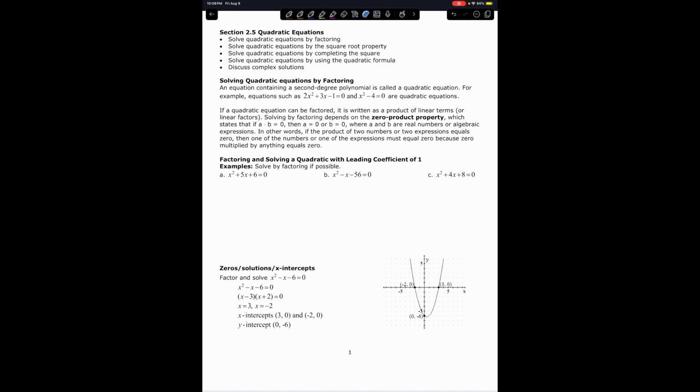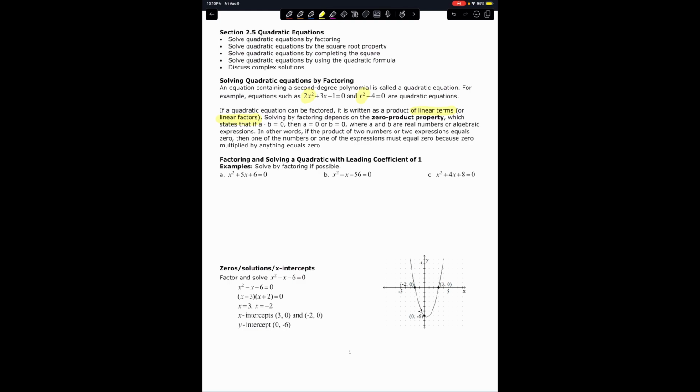Solving quadratic equations by factoring. An equation containing a second degree polynomial is usually called a quadratic equation. For example, equations such as 2x squared plus 3x minus 1 equals 0, notice how we have a second degree term, and x squared minus 4 equals 0 are both quadratic equations. If a quadratic equation can be factored, it is written as a product of linear factors.